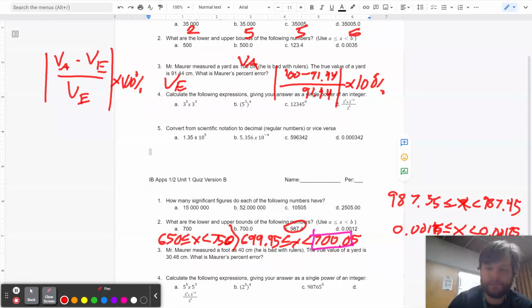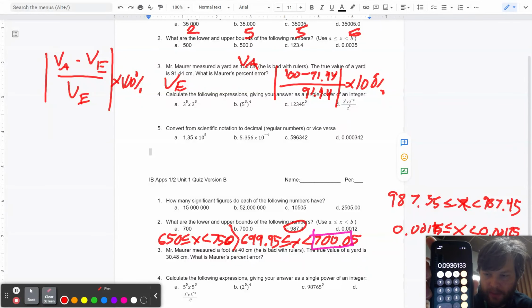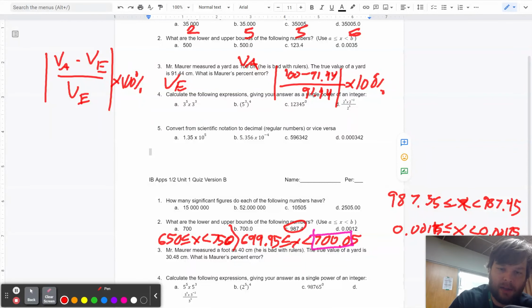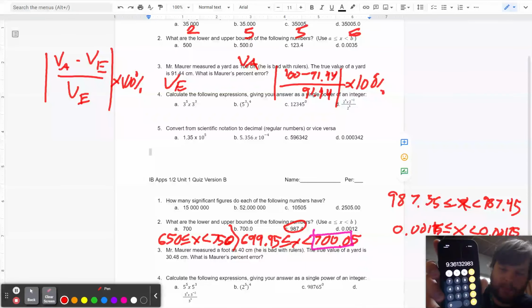So on a yellow calculator, you can do it slightly differently. I just have my phone with me right now. So 100 minus 91.44, I do that first. Then I divide by 91.44. Oops, let's try that again. There's my first step, divide by 91.44. There's my second step. It's a positive number, so I don't need to worry about the absolute value bars. Multiply by 100. There's my final answer.